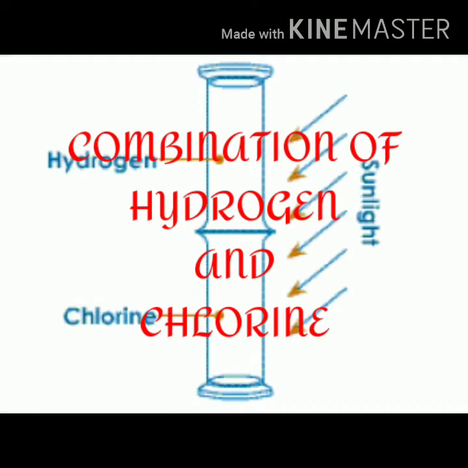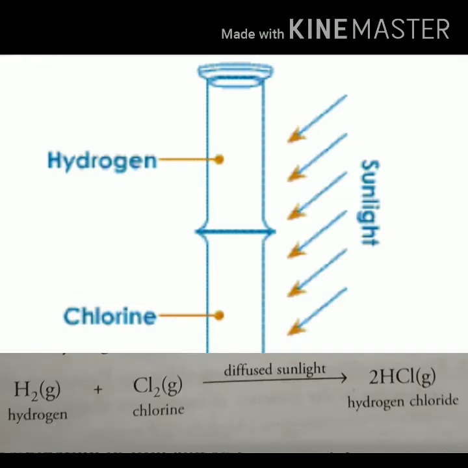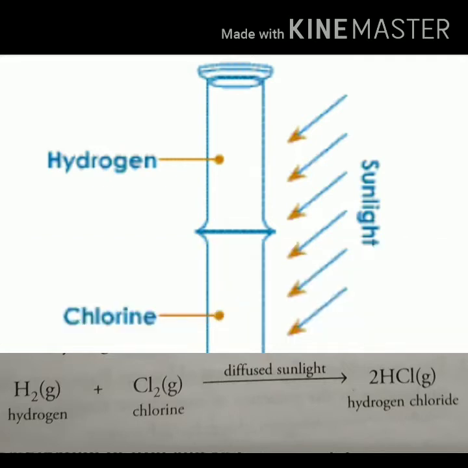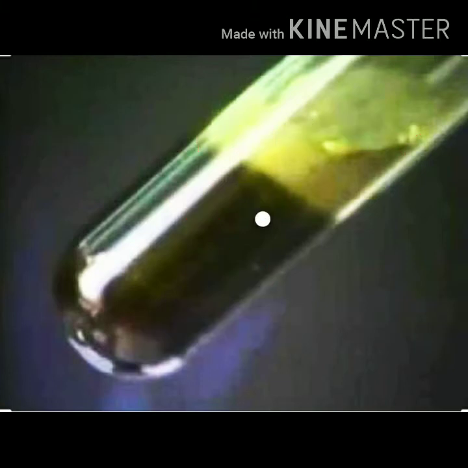The next example of a combination reaction is combination of hydrogen and chlorine. Hydrogen and chlorine react to give you hydrogen chloride. Here sunlight is necessary, so we write sunlight above the arrow. And since we do not need bright sunlight, only diffuse sunlight is required, so we write diffuse sunlight above the arrow. It is a condition required during this reaction. Here H2 is A, Cl2 is B, so A plus B will give you AB, so H2 plus Cl2 will give you HCl.